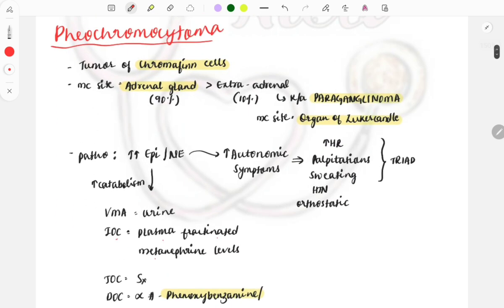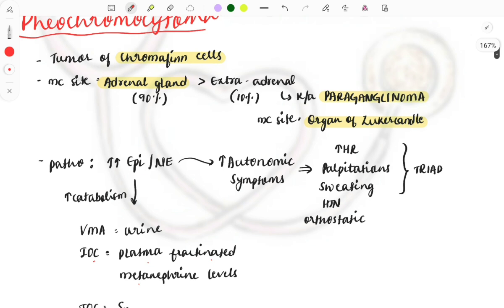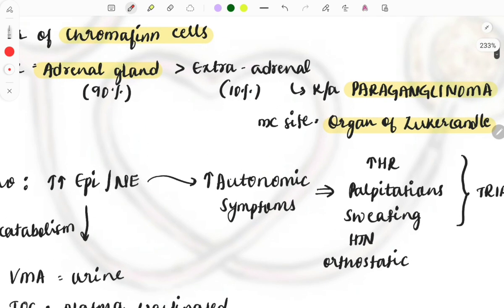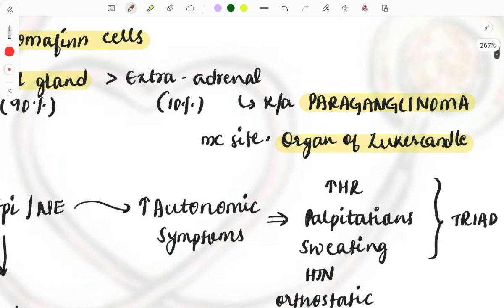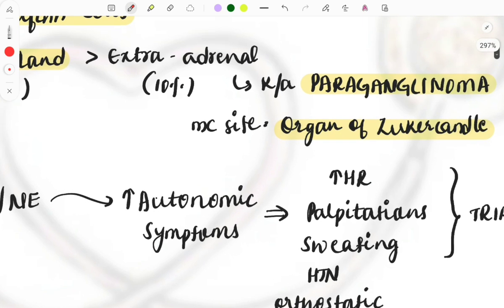Then pheochromocytoma. See, pheochromocytoma is also a repeat topic, and it is a tumor of the chromaffin cells. Most common site is the adrenal gland. The second most common site where it can occur is the organ of Zuckerkandl, and this type is called extra-adrenal, because the organ of Zuckerkandl is not in the adrenal, and this kind is known as paraganglioma.